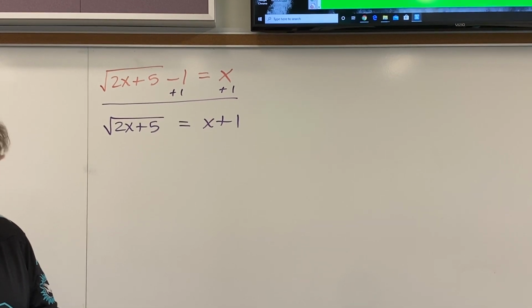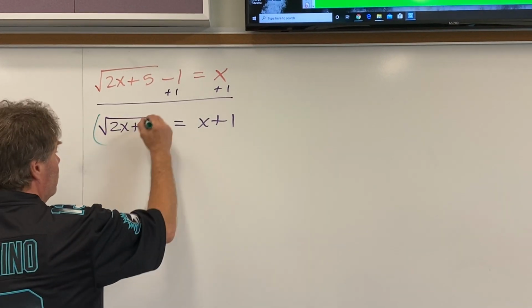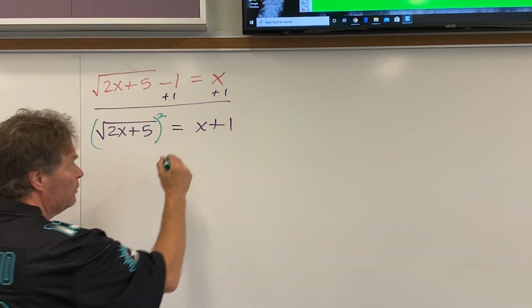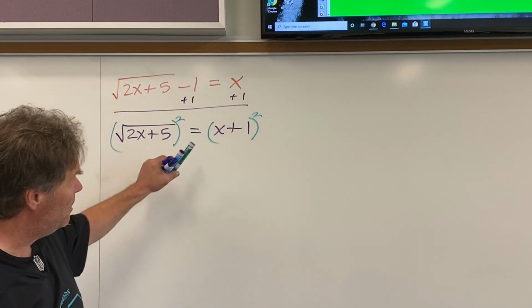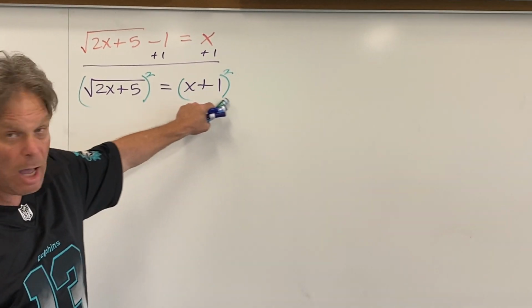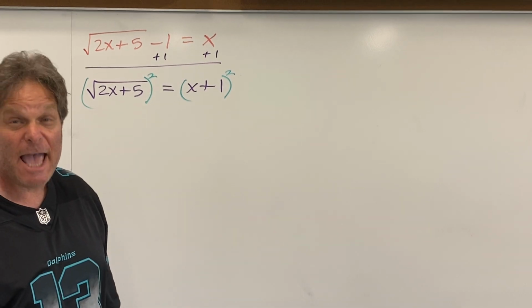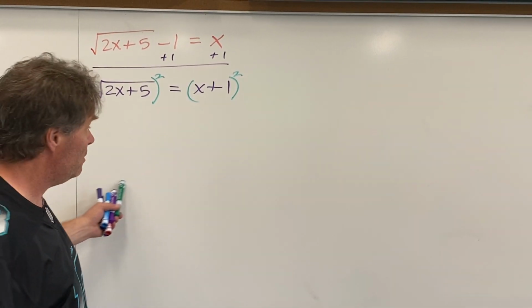So now I'm at a point, since I have the radical by itself, where I can square both sides. But notice, wait a minute, that means I'm going to have to FOIL this thing. Look, x plus 1, this is a binomial. I'm going to have to FOIL this thing. Yeah, well, it's better than FOILing out that other thing that I had written here, definitely.